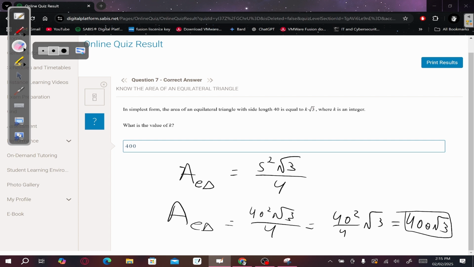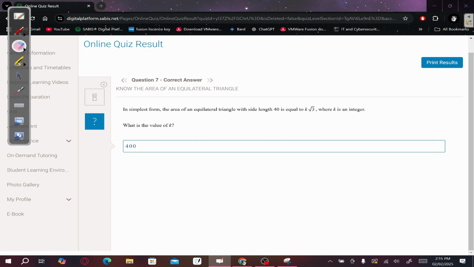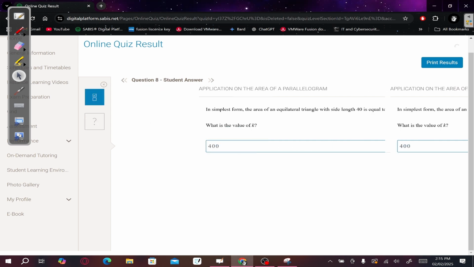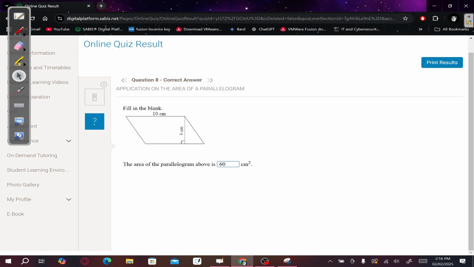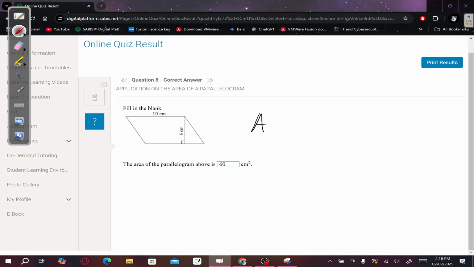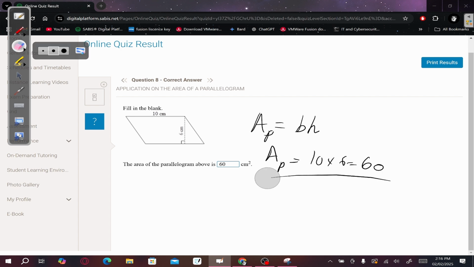That's it. Okay. Question 8. The area of a parallelogram is, so A P is equal to base times height. Okay, that's it. Very simple. So the area of the parallelogram in this case is 10 times 6, which is 60. This is our final answer.